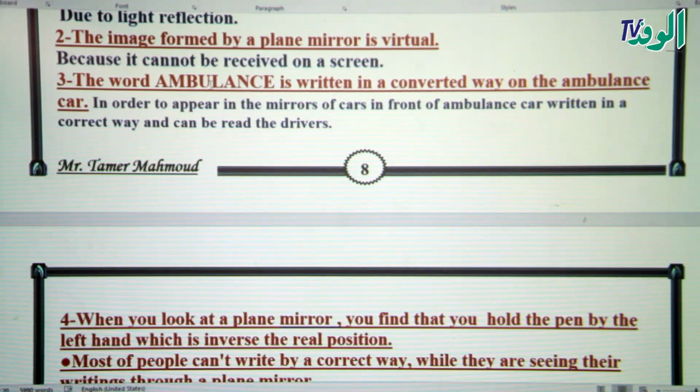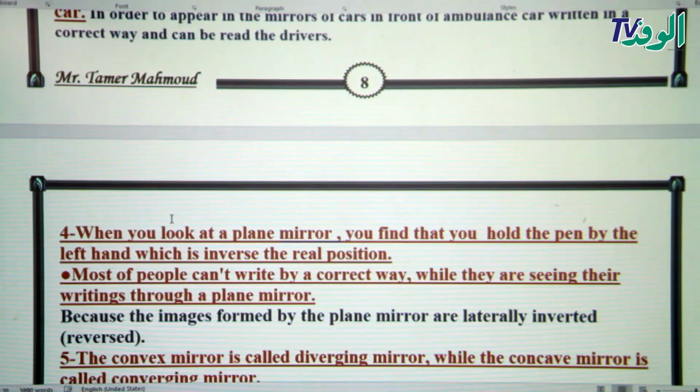The word ambulance is written in reversed form on the ambulance car. Why? Yes, very good. In order to appear in the mirror of the car in front of the ambulance written in a correct way, so that it can be read by the drivers. As you know, of course, one of the most important properties of the plane mirror image is that it is laterally reversed, so it can be seen in the correct way.